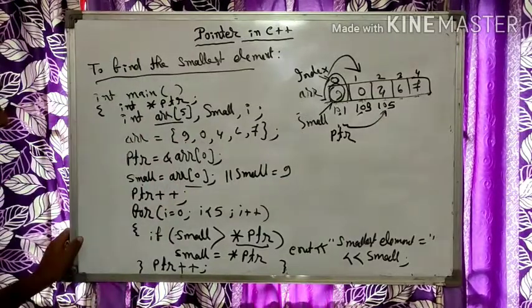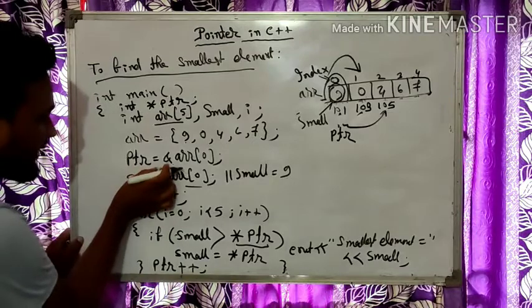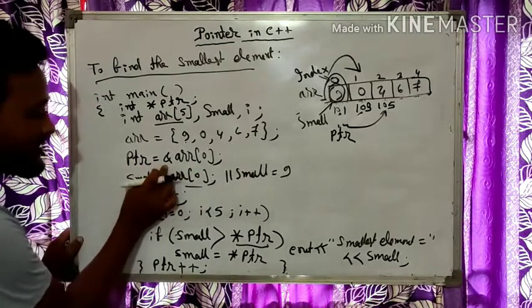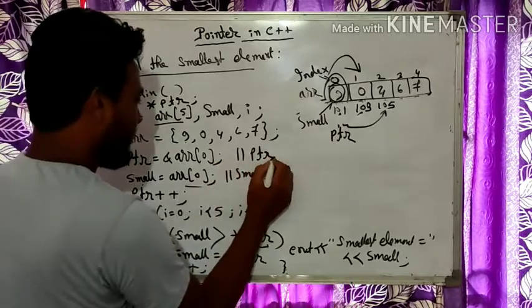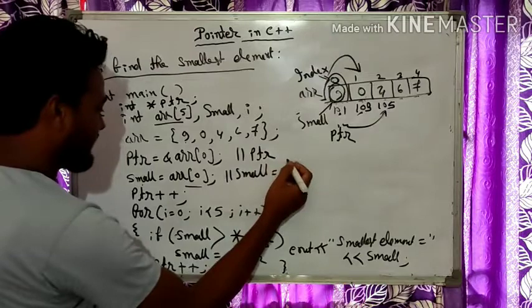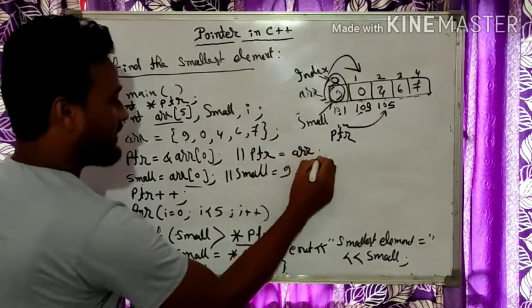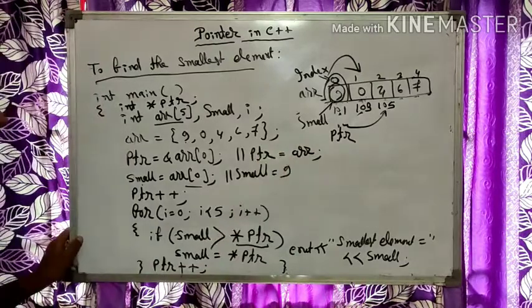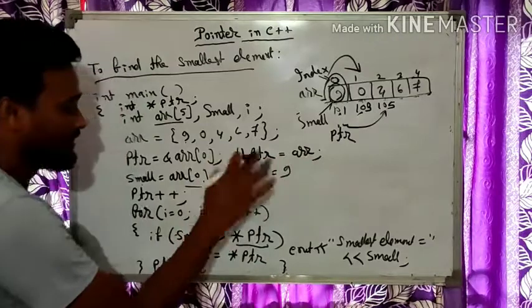Now remember here, in this case, ptr equal to, we are assigning the address by this ampersand symbol. This statement we can write like this also. You can use either this or this one. You can directly write ptr equal to ARR also. You can use this statement or you can use this statement, it will be the same.